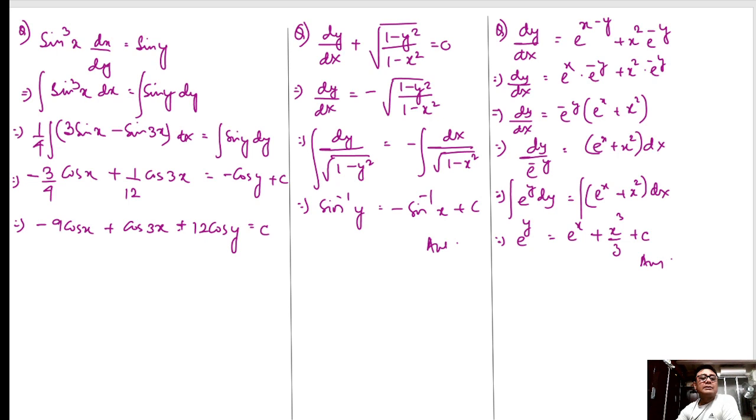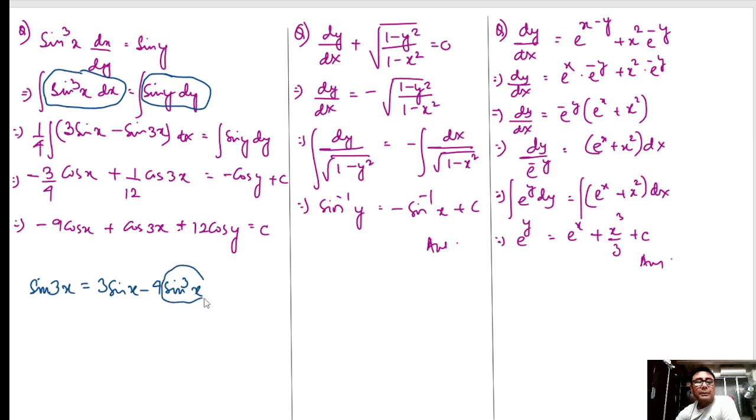So it is given as sine cube x dx by dy equal to. So again, see, as I told you that first job is to separate the x part and the y part and put an integration sign. So sine cube x, as you all know, sine 3x is 3 sine x minus 4 sine cube x. So from here, separating the sine cube x, we can write like this.